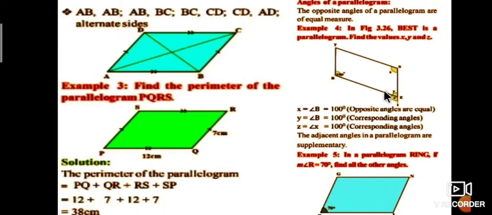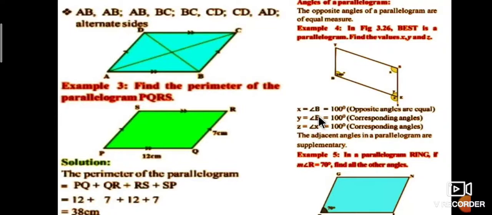BEST is a parallelogram. Find the value of x, y, z. Observe here, angle x is equal to angle b, that is given 100 degrees, because the opposite angles are equal.